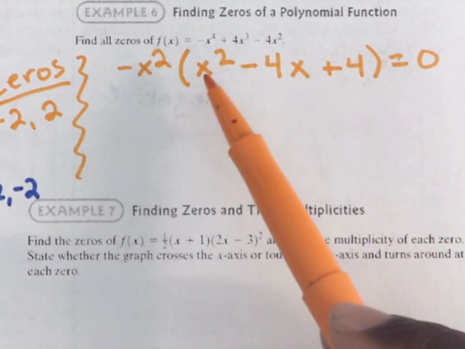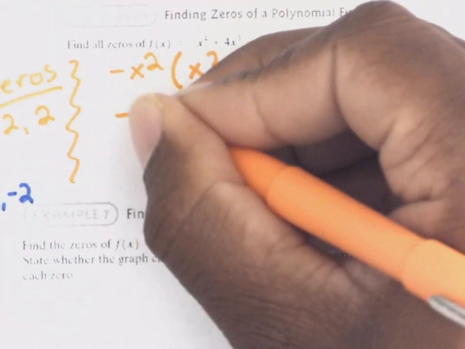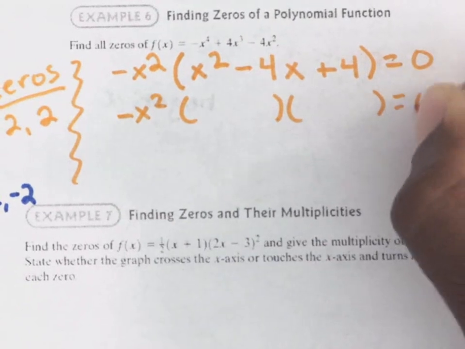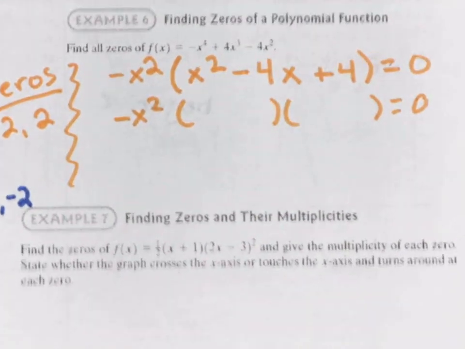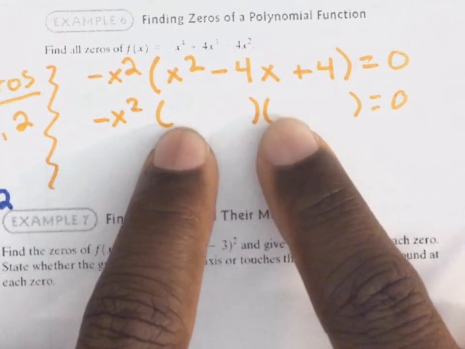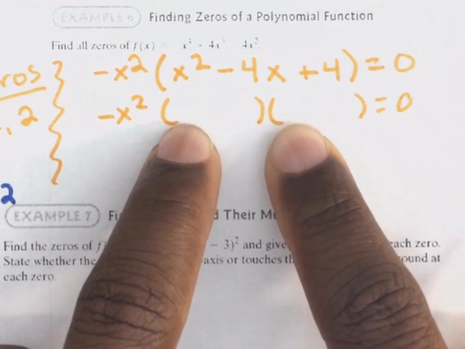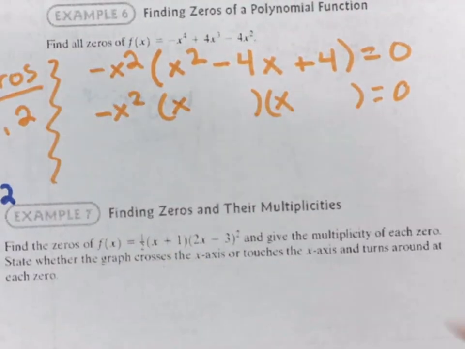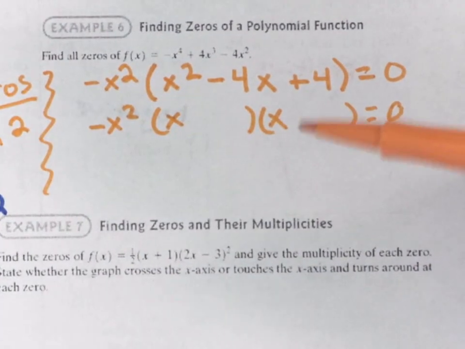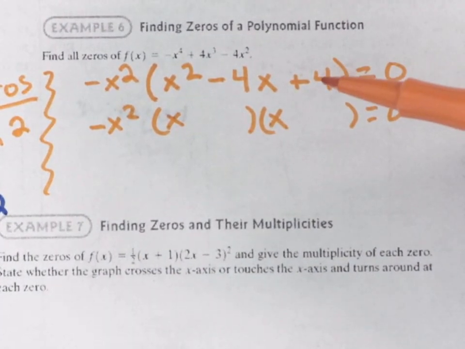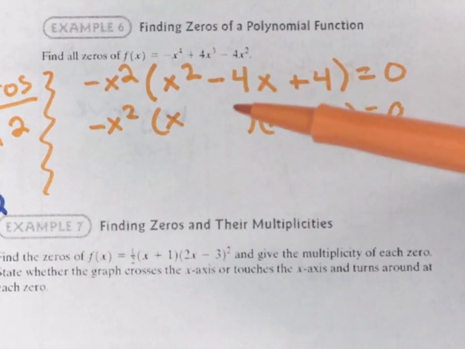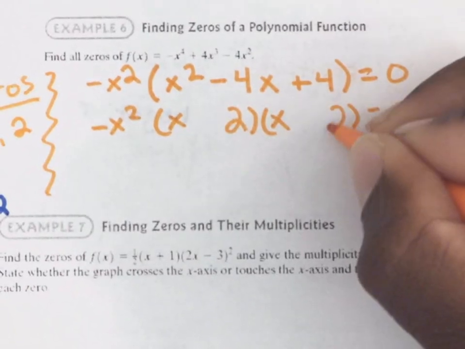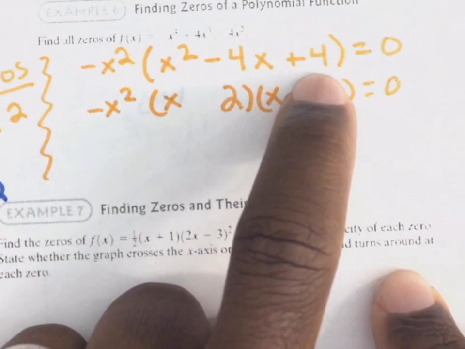3 terms, trinomial. I think I factored this by putting it in, like unfolding it, right? What goes in those first positions? X and X. And then I need 2 numbers that I multiply to give me 4. Yep, because when I put 2 and 2 together, I get the middle number, negative 4, right? 2 times 2 is this number.